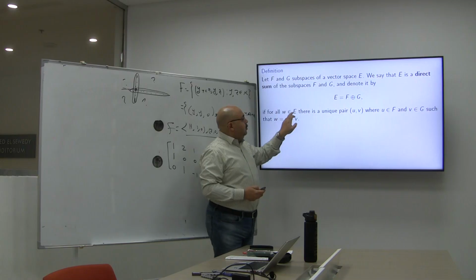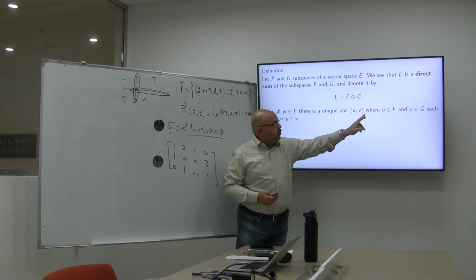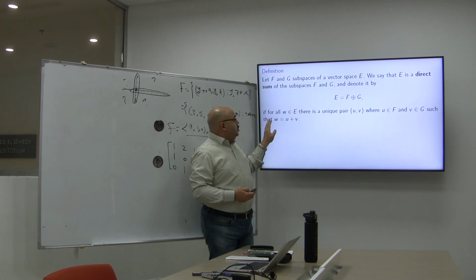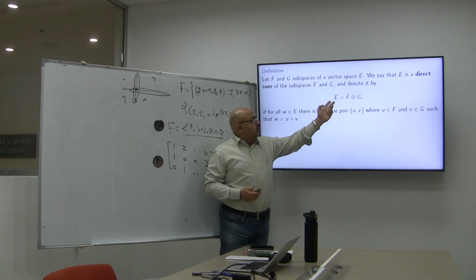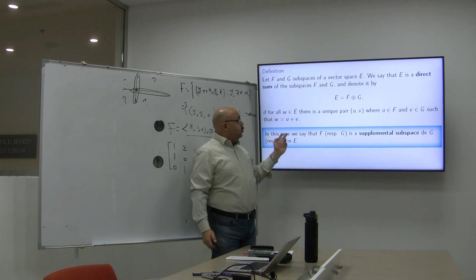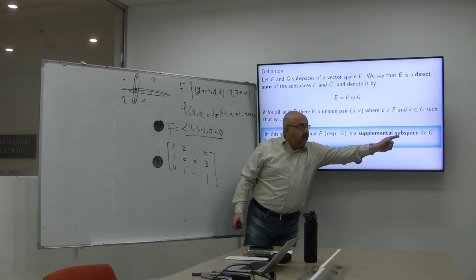For all W belonging to E, there is a unique pair U and V that can be formed from both of them, where U belongs to F and V belongs to G, such that any vector of this direct sum is equal to U plus V. In this case, we say that F is a supplemental subspace of G.